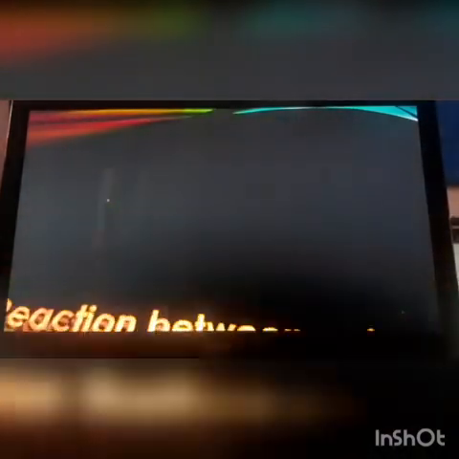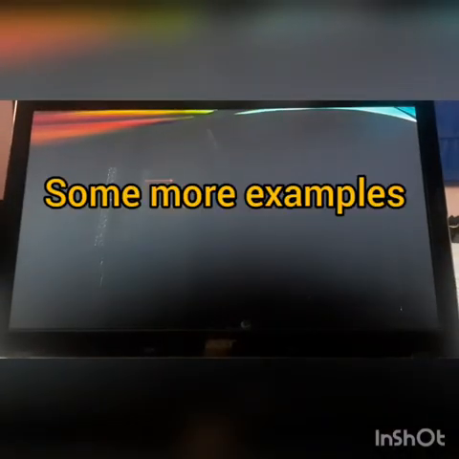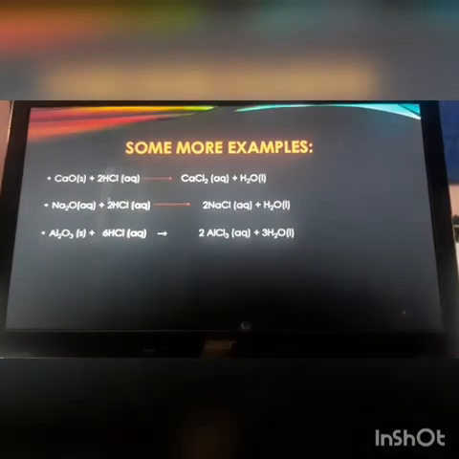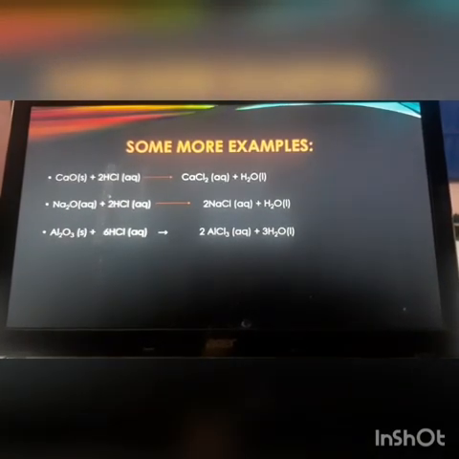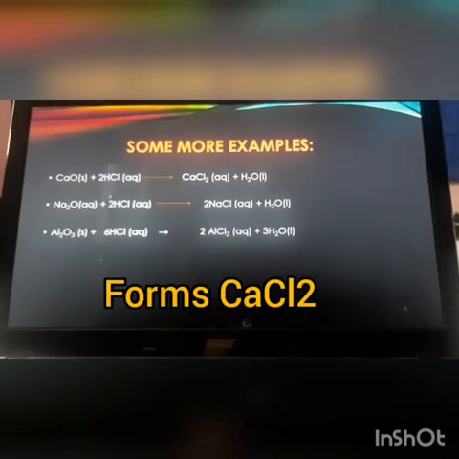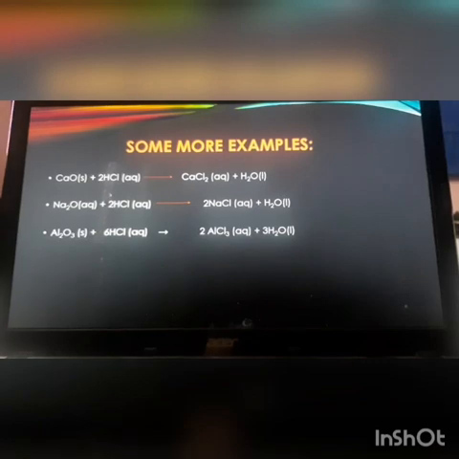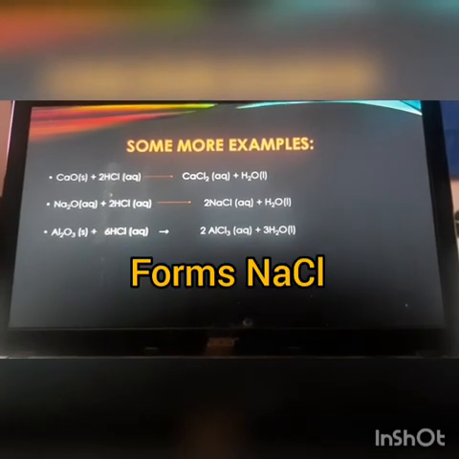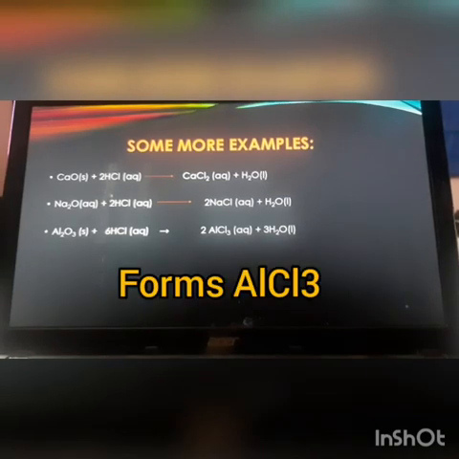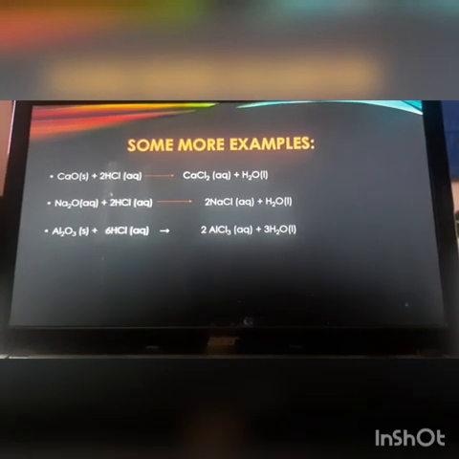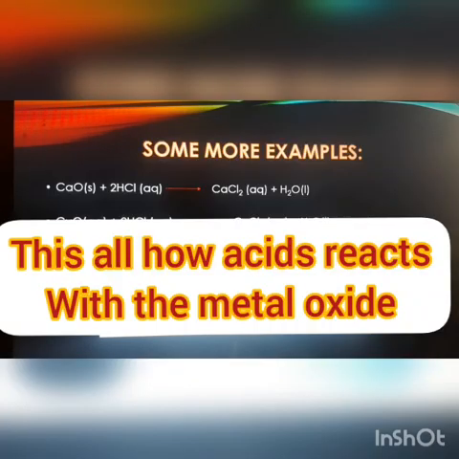Now we will see some more examples of metal oxides reacting with hydrochloric acid. Here the calcium oxide is reacting with the hydrochloric acid, giving calcium chloride and water. Sodium oxide reacting with HCl gives sodium chloride and water. Aluminium oxide reacting with the hydrochloric acid forms aluminium chloride and water. So this is all about how acids react with the metal oxides.